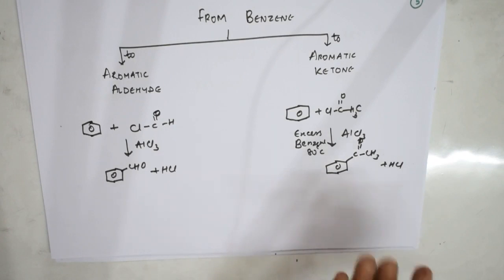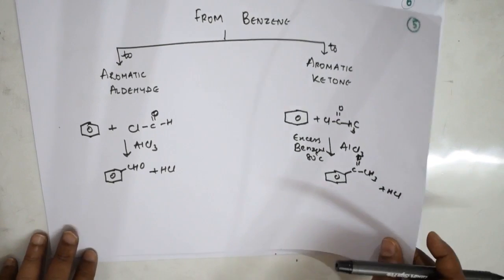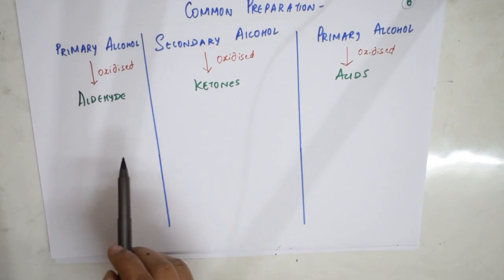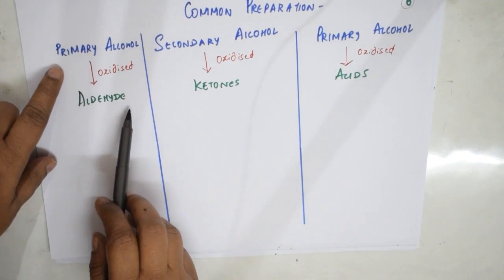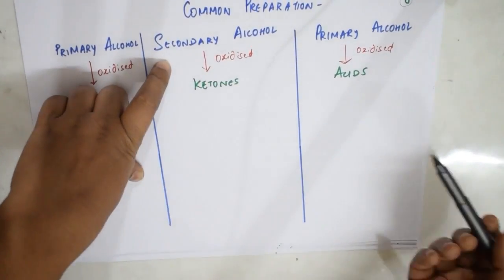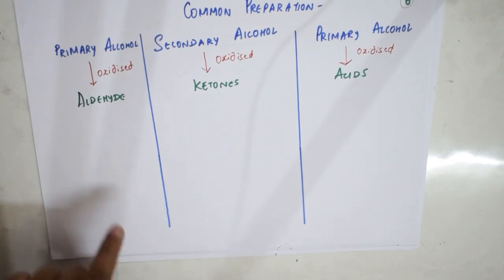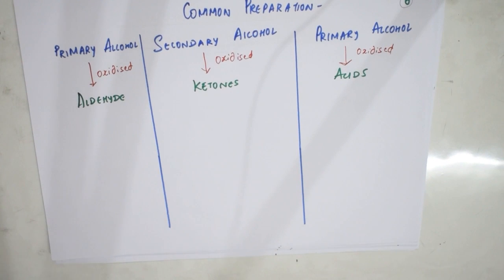If you watch the earlier videos, you'll understand it. Now, the next thing we are going to prepare is aldehydes from primary alcohols, ketones from secondary alcohols, and acids again from primary alcohols by the oxidation process. Let us see. Here is a very important reaction.